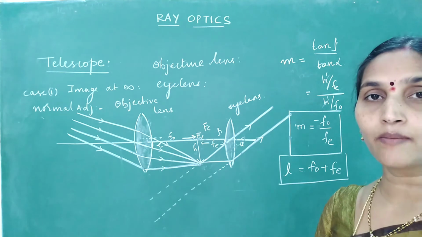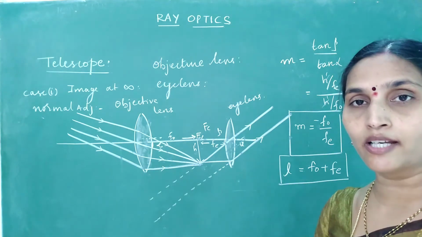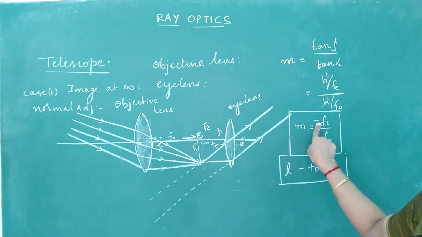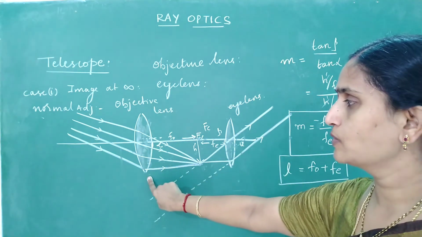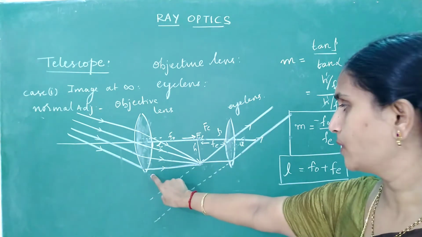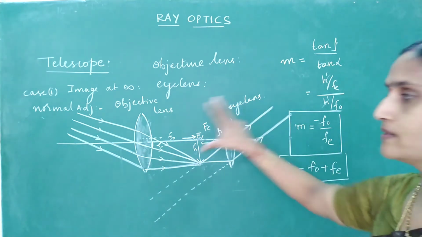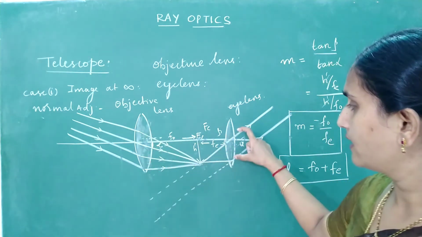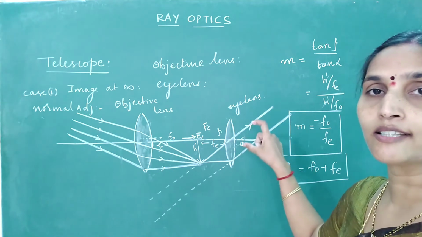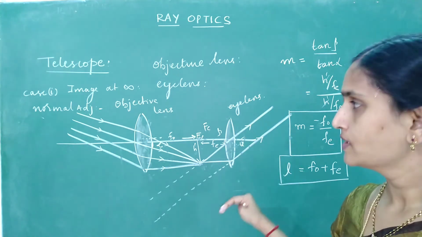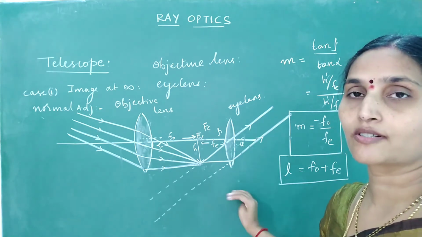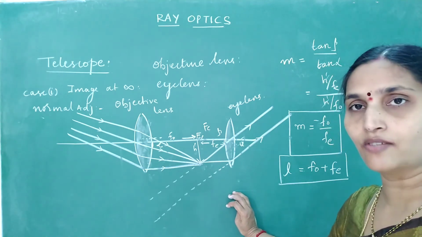Now tell me, to have a better magnification, how will you choose f0 and fe? f0 should be larger, fe should be smaller. So what is the condition you can mention for objective lens? Objective lens should have large focal length and large aperture, and eye lens should have small focal length and small aperture to have a better magnification. So this is all about the first case when image is at infinity.